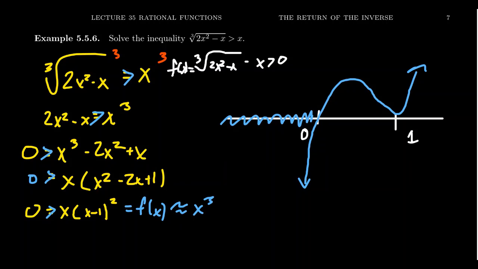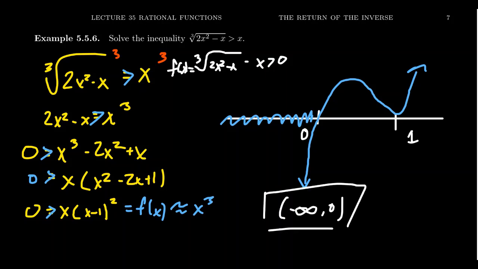And so the solution to this thing would then look like negative infinity to zero. So graphing saves the day again, but we didn't graph the radical function. We actually graphed the polynomial that turned out to be equivalent to it.